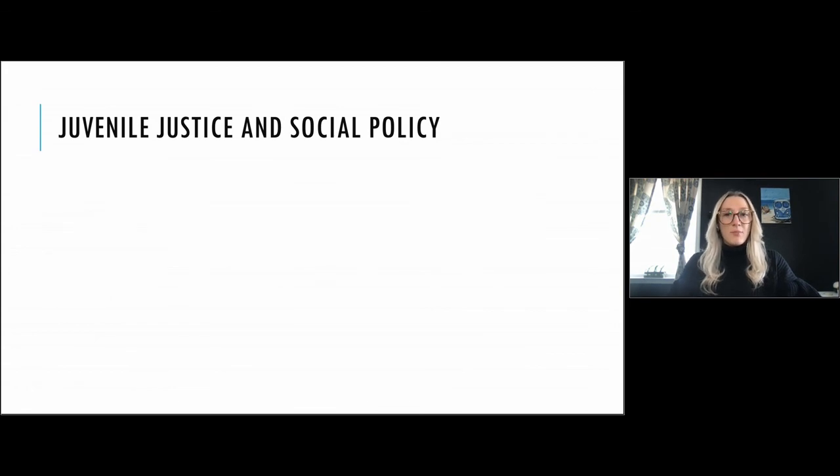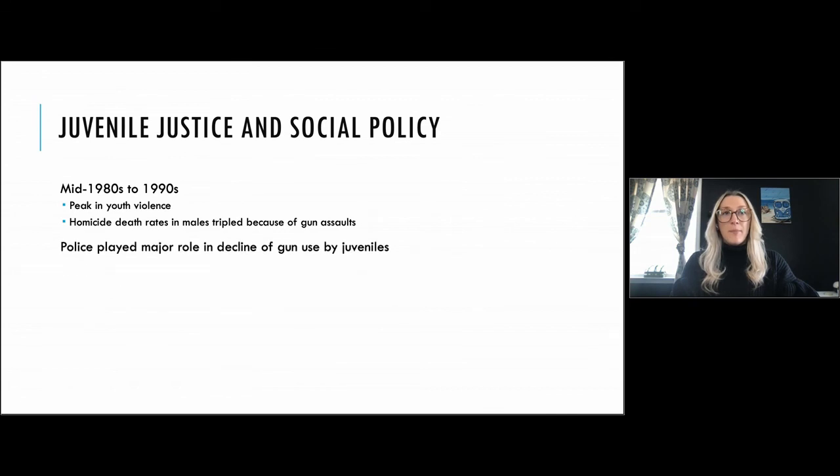So now wrapping it all up together and bringing it back to juvenile justice and social policy. Looking at the mid-1980s to the 1990s, there was a huge peak in youth violence. Homicide death rates in males tripled because of gun assaults. So the police played a major role in the decline of juveniles using guns after this time period, specifically looking at the Boston Gun Project's Operation Ceasefire.